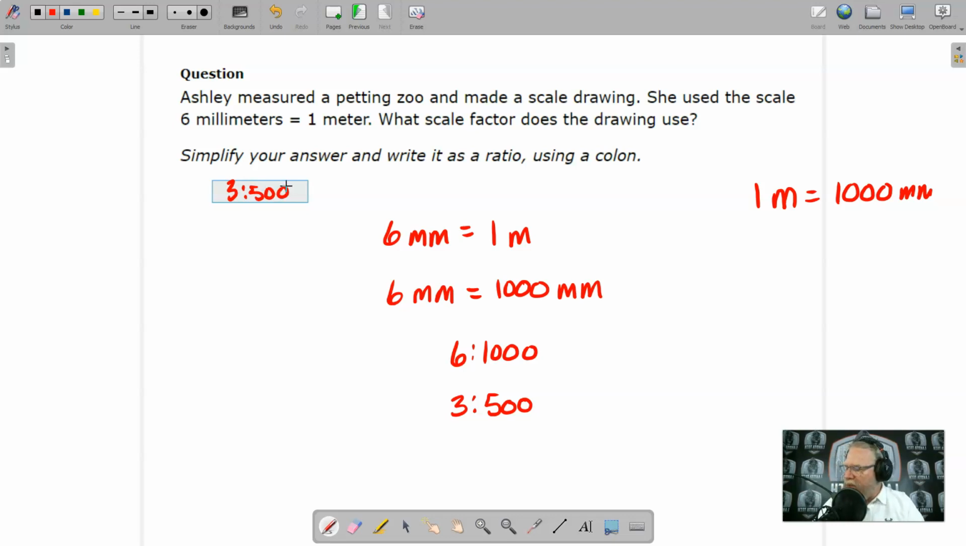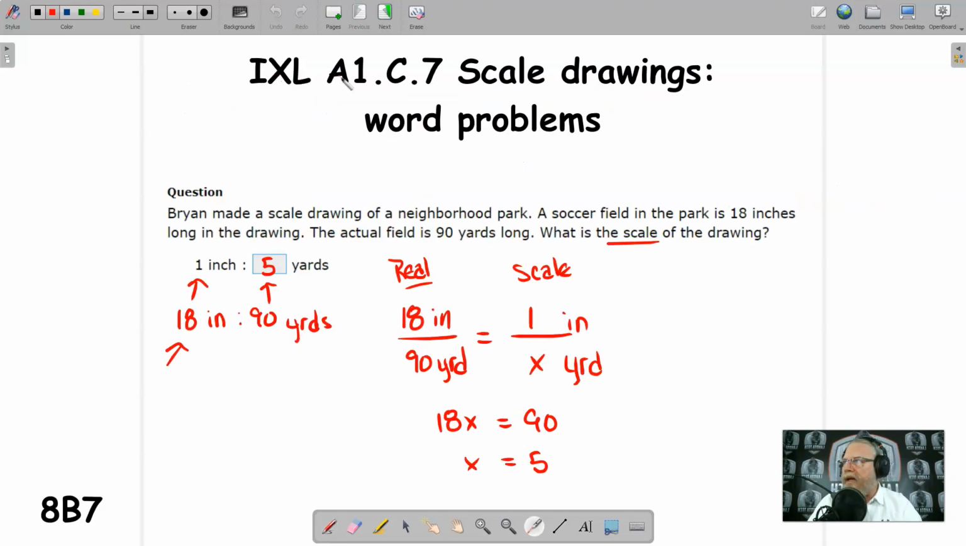All right. So those are all of my examples for IXL Activity A1.C.7 Scale Drawing Word Problems. Good luck with your activity.